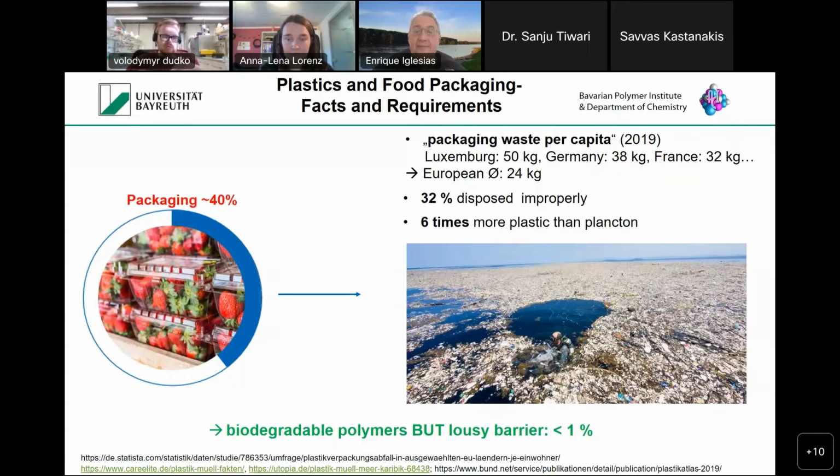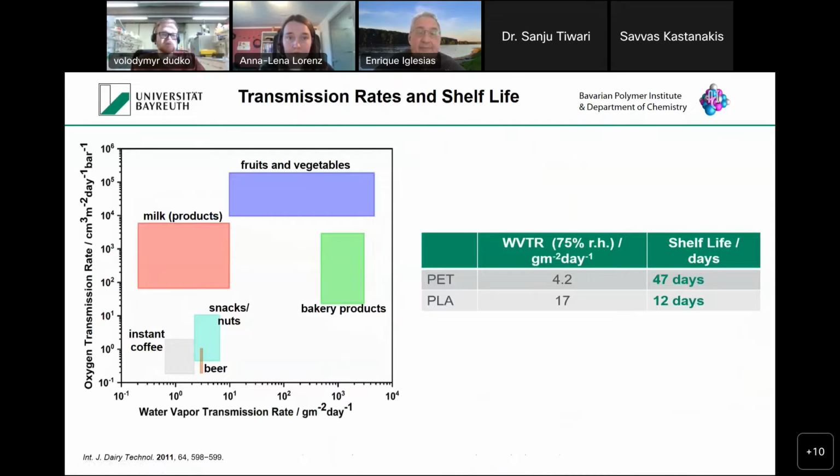So, for example, currently there is almost 6 times more plastic in tons than plankton in oceans, and only 1% of this plastic is biodegradable. And if we want to replace all of this plastic with biodegradable polymers, we want to do something better, because biodegradable polymers are very bad in barrier properties. That means they don't really protect our food from oxygen and from water, so it spoils fast.